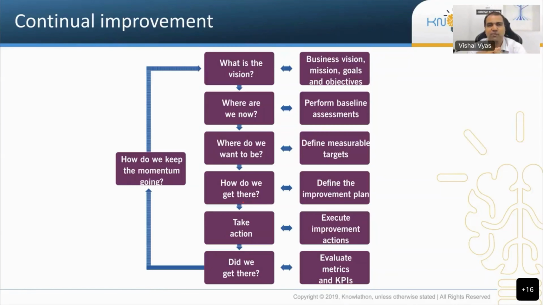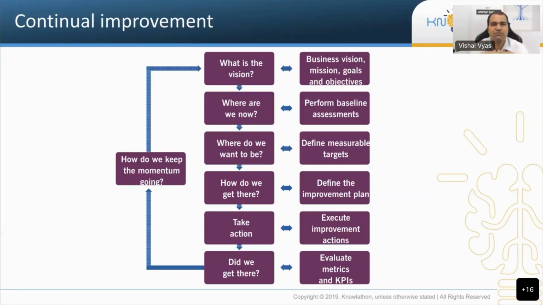How do we keep the momentum going? How do we ensure that this happens on an ongoing basis? So this is the continuous improvement model. What is the vision? We discuss business vision, mission, goals, and objectives. Here we understand business vision, mission, goals, and objectives. What is the business vision?